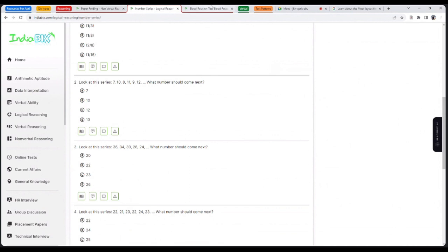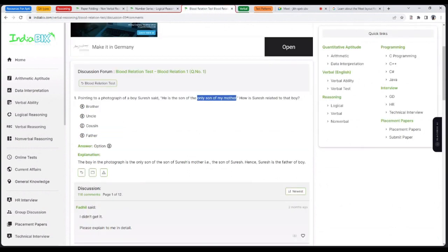And when it comes to logical reasoning, the famous one is the blood relations. There'll be questions based on relations. For this, there is no formula as such, so you need to practice as many questions as possible to master these types of questions. For example, pointing to a photograph of a boy, Suresh said, "He's the son of the only son of my mother." How is Suresh related to that boy? If you see the highlighted phrase, this is the condition based on which you need to find the answer. For some of these questions, we generally follow backtracking. That means we start reading the phrase from the back.